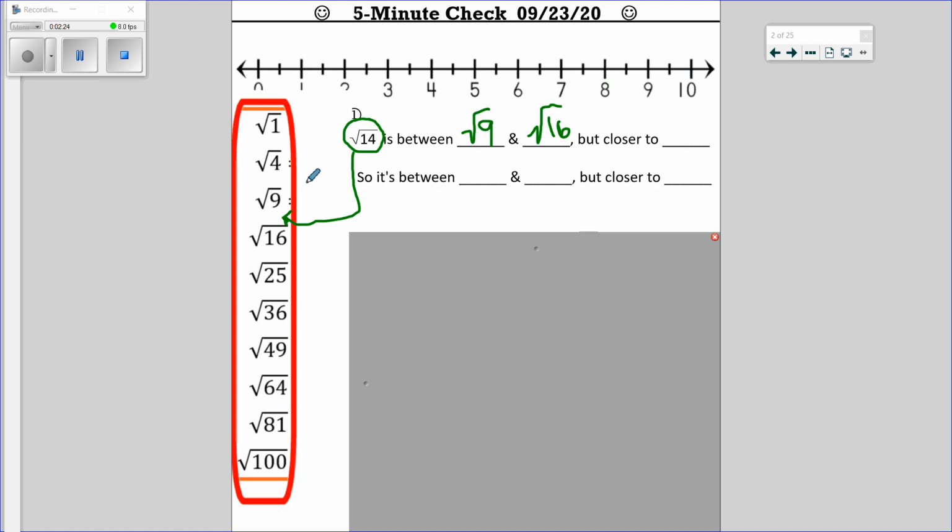Well, 14 minus 9 is 5, so it's 5 away from 9. And 16 minus 14 is 2, so it's 2 away from 16. So obviously it's closer to 16 since it's only 2 away. So that means on this third blank here, that's the next answer. So the square root of 16. So that is the first two steps.